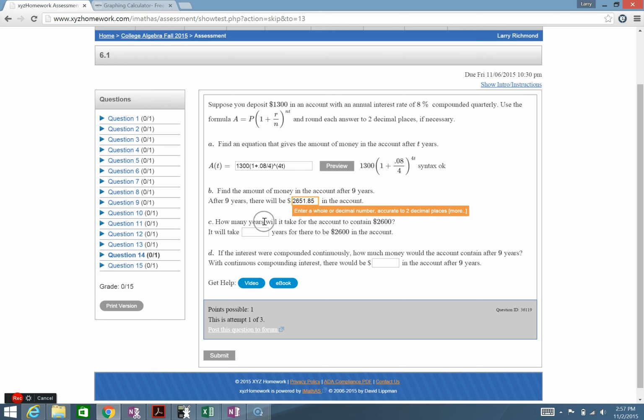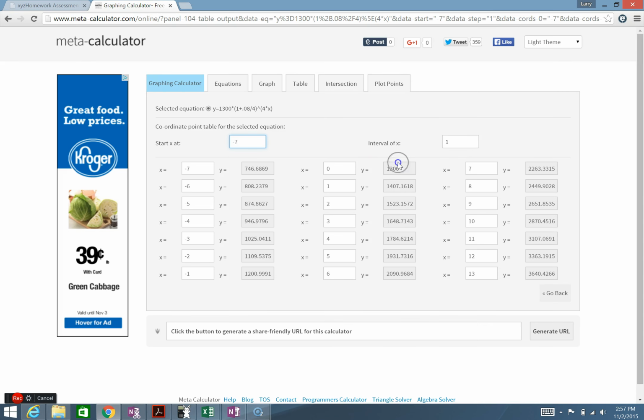All right. How many years will it take for the account to contain 2,600? Here we're looking for an x value. Well, I'm going to use my MetaCalculator to find that. Coming to my table, here I see at 8, it's 24.49, and at 9, it's 26.51. So it's somewhere between 8 and 9. I'm going to use my calculator to get in closer to that.